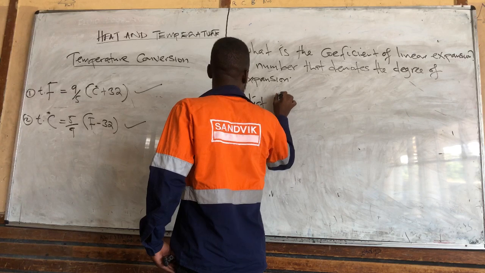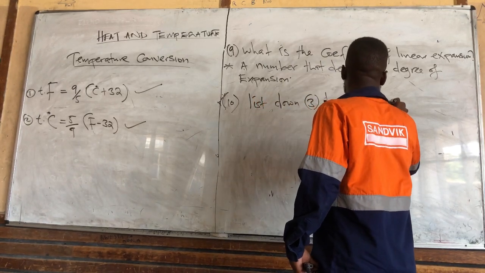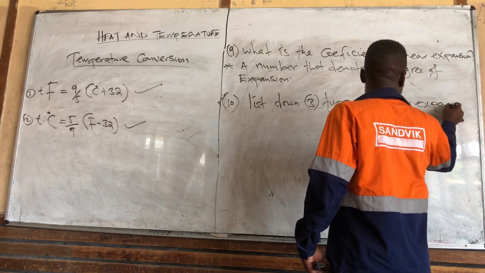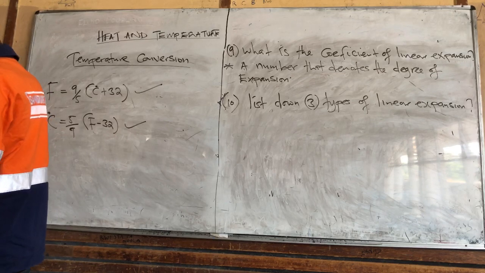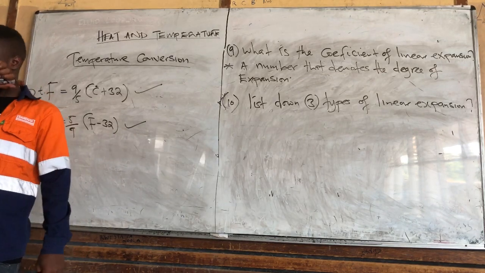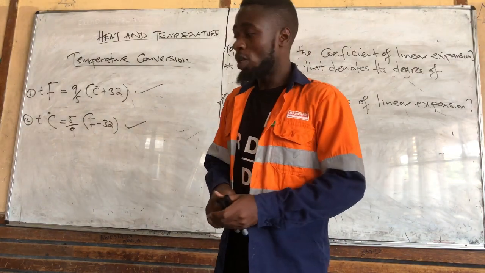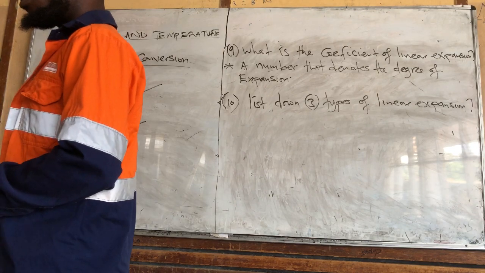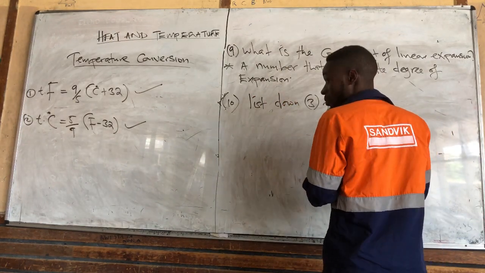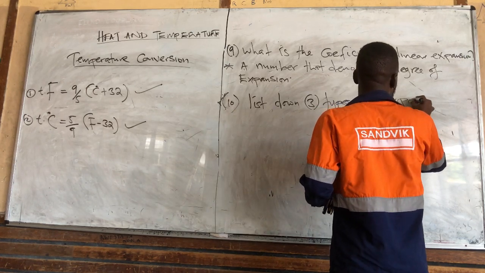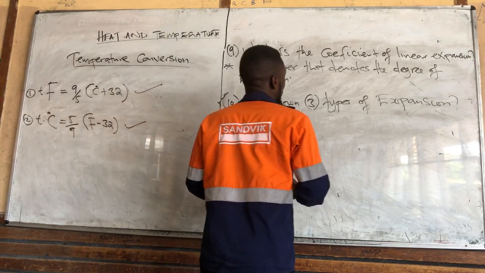List down 3 types of linear expansion. So what are the 3 types of expansion? Remember, these are the 3 types of expansion.